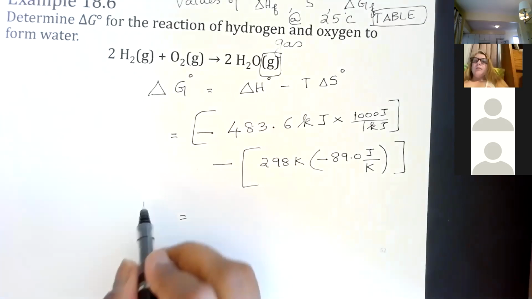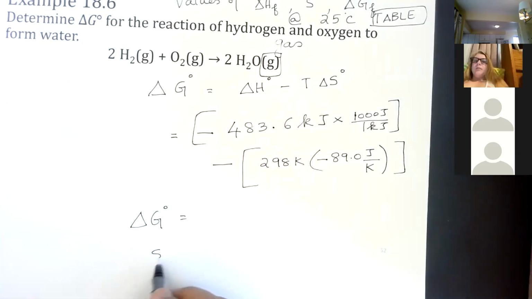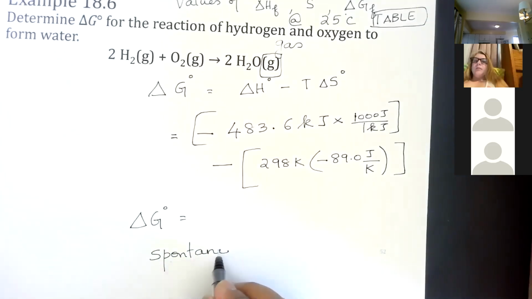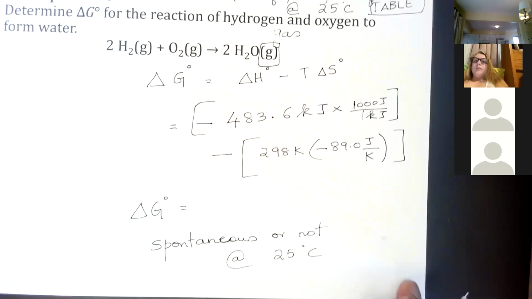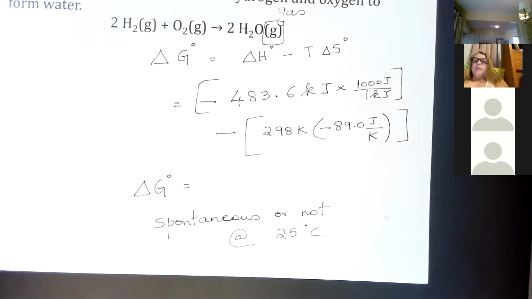Let me know what you get. And then tell me if this is spontaneous or not. I got to specify the temperature at 25 degrees centigrade because it's 298 Kelvin. Make sure you take care of the negative values carefully.